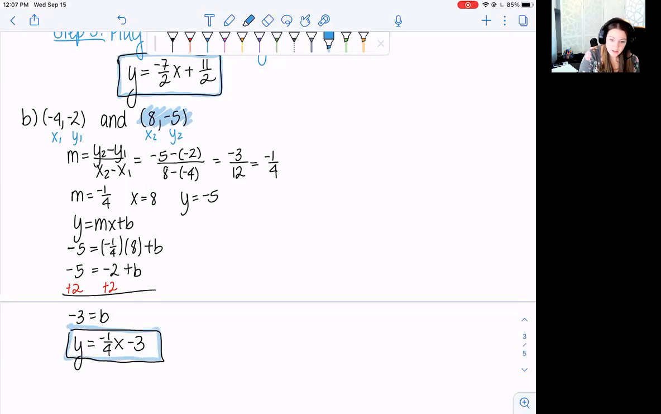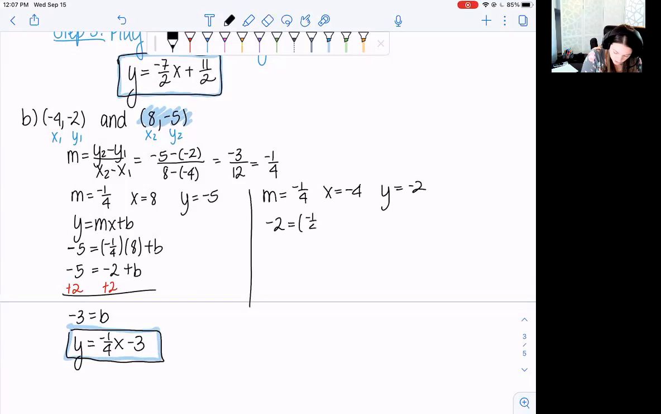Did that go okay? And then there's a question, how do you know to use 8, -5? You don't have to. So you could also use -4 and -2. And you would have -2 equals -1/4 times -4 plus b. -1/4 times -4 is +1. And then you would subtract 1 on both sides. And you'd get -3 equal to b. So either way, you're going to get -3.